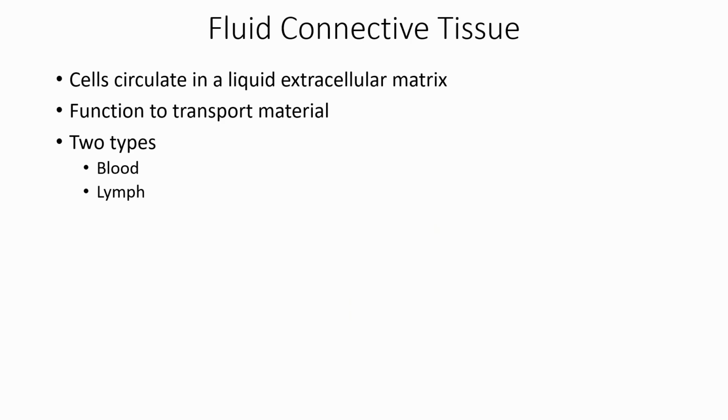All right, and then we get our last category, which is the fluid connective tissue. The thing they have in common is that their matrix is a liquid, a fluid, and so their main job is to transport things. We have two main types, blood and lymph.